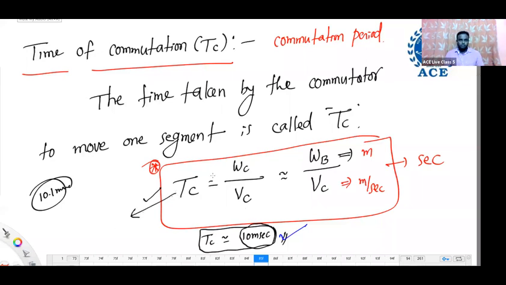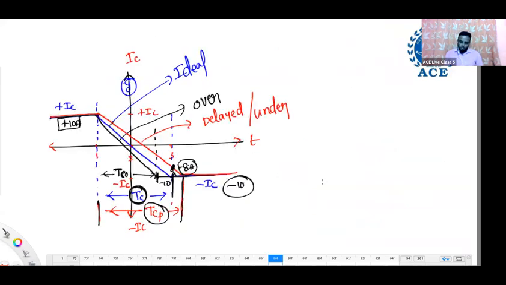TC depends on the width of the commutator segment and velocity. Velocity is pi d n by 60, which depends on diameter and speed. So like that you can find what it depends on. Okay. First, complete the figure.